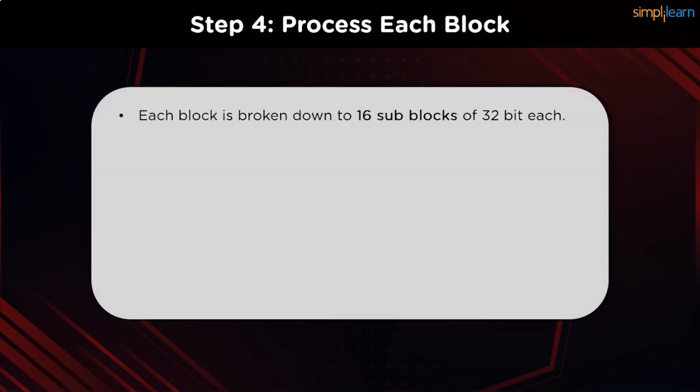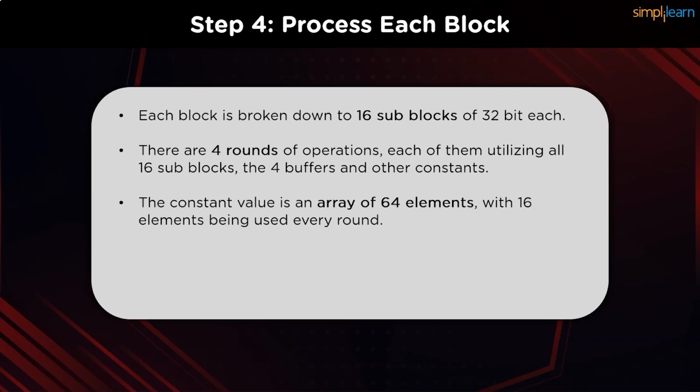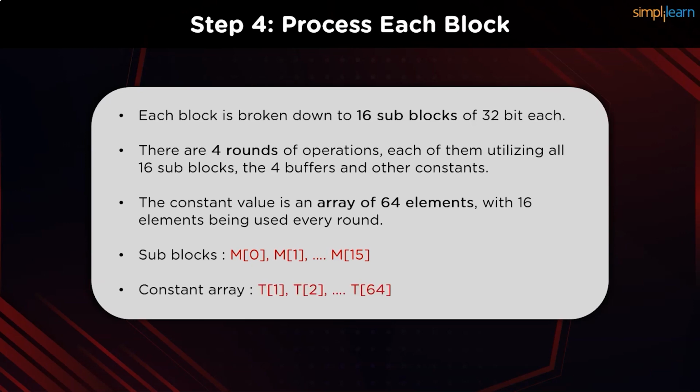for each of these 512-bit blocks, we can divide each of them into 16 further subblocks of 32 bits each. For each of these subblocks, we run 4 rounds of operations having the 4 buffer variables A, B, C, and D. These rounds require the other constant variables as well, which differ with each round of operation. The constant values are stored in a random array of 64 elements. Since each 32-bit subblock is run 4 times, 16 such subblocks equal 64 constant values needed for a single block iteration. The subblocks can be denoted by the alphabet M, and the constant values are denoted by the alphabet T.